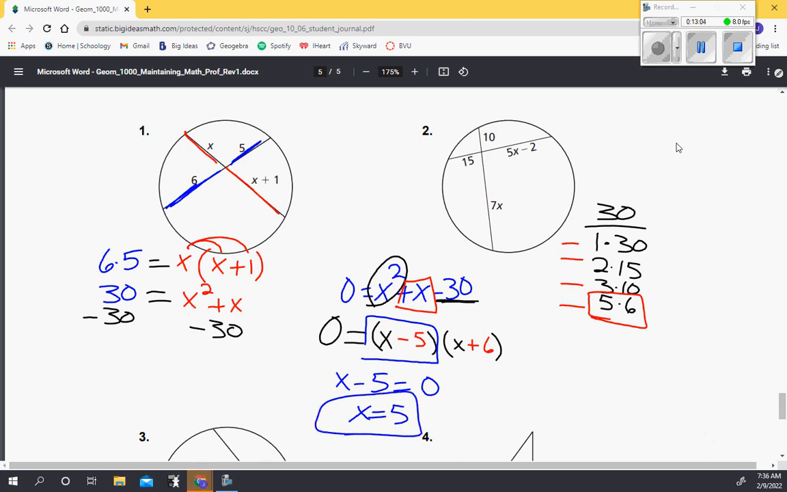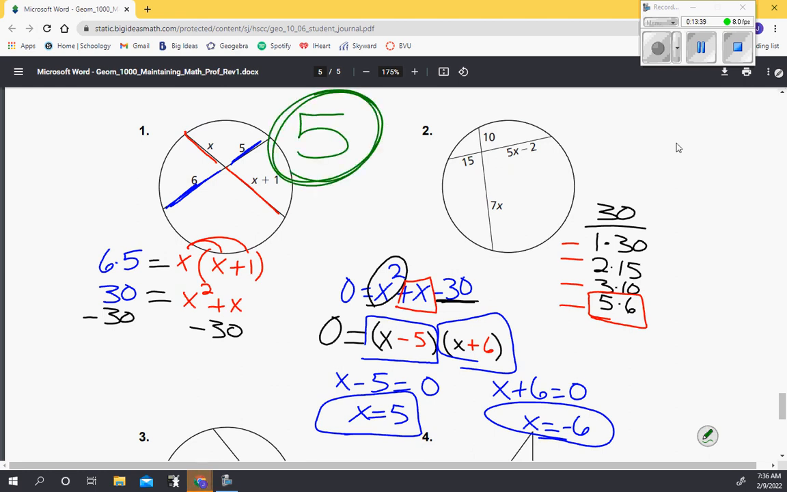Okay? Do the same thing with x plus 6. X plus 6 equals 0. Subtract 6. X equals negative 6. Okay? So, possibly two answers for x. However, in this chapter, we're only going to use one answer. We're only going to use the positive number. So x was a positive and a negative. It was 5 and negative 6. Our overall answer for number 1, our final answer, is just 5. Okay? Not 6, just 5.